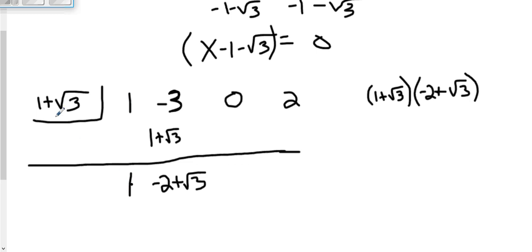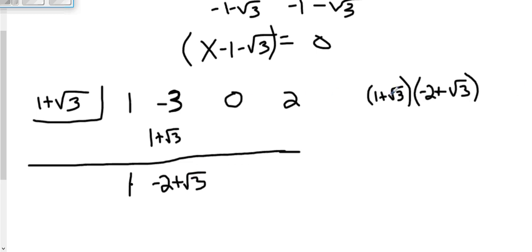Then we multiply 1 times 1 plus the square root of 3, which is just 1 plus the square root of 3. Then to add these, you add the number with the number and leave the square root by itself. So negative 3 plus 1 is negative 2, and then you still have plus the square root of 3. Now we've got to multiply this goofy thing times that goofy thing.